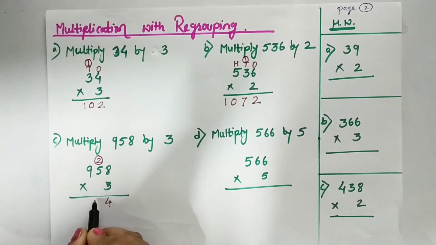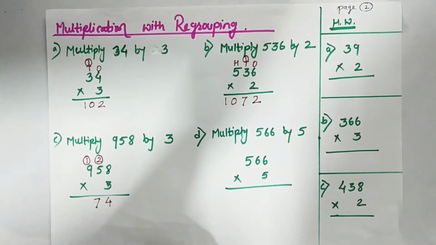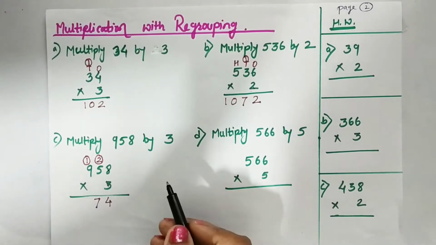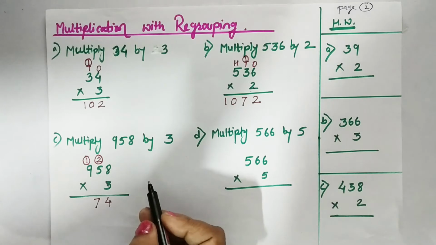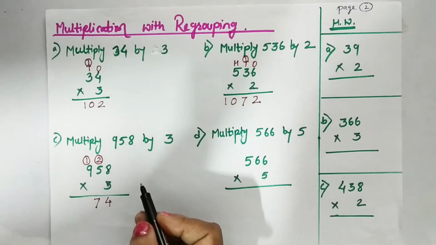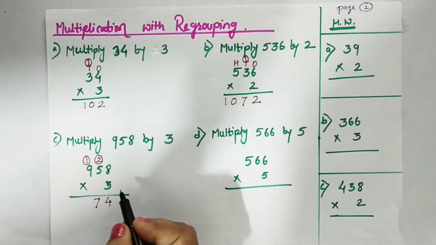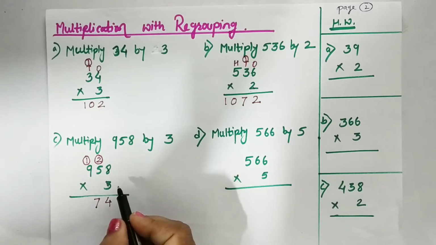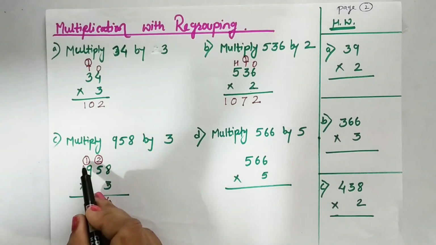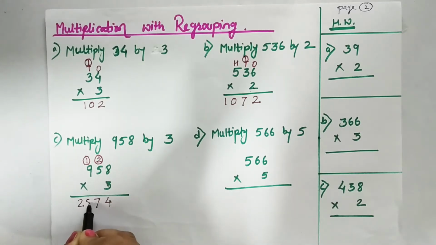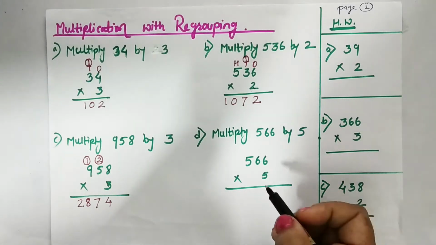Okay, so 17, I will write 7 over here and I will give 1 to the hundreds place. Now 3 into 9, 27. As I told you, you should know the tables. 3 into 9, 27. So 27 plus 1, 28. Okay, this way. Now we'll move towards the fourth one.